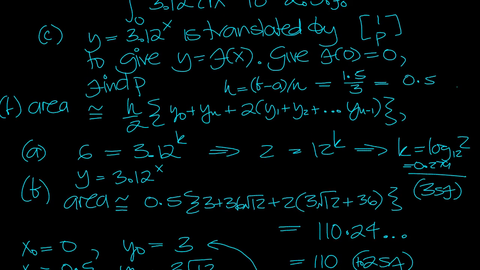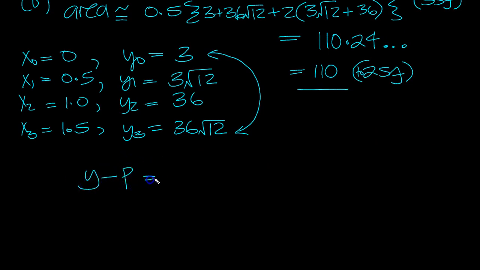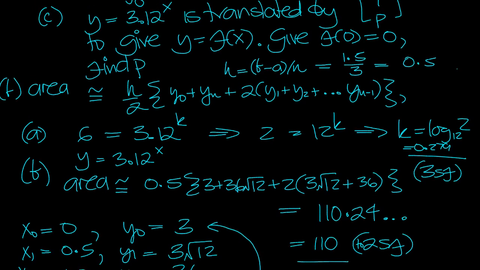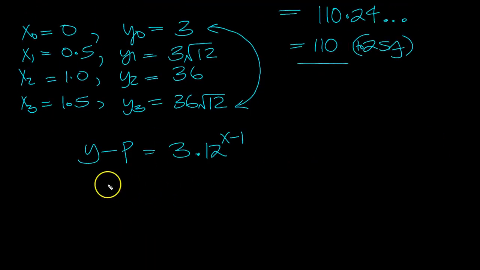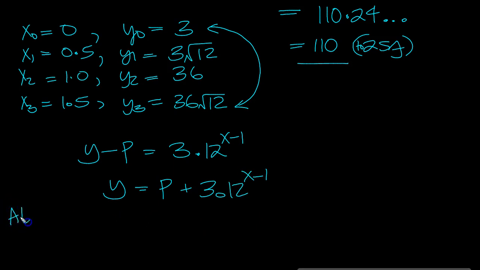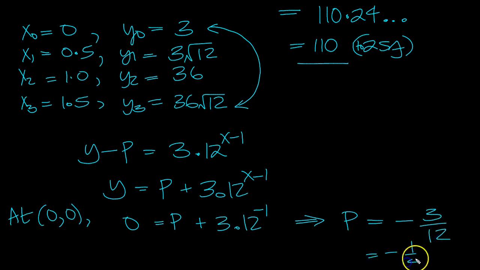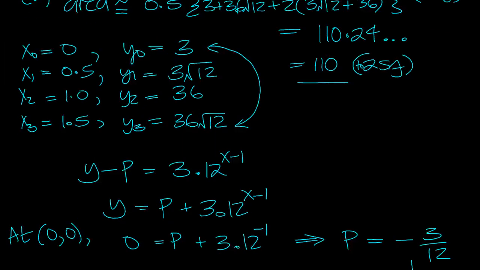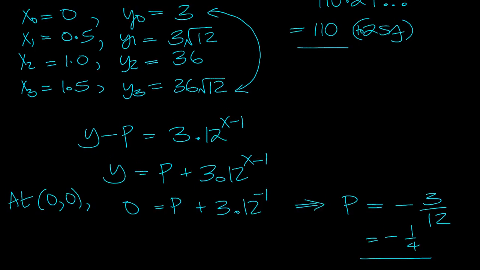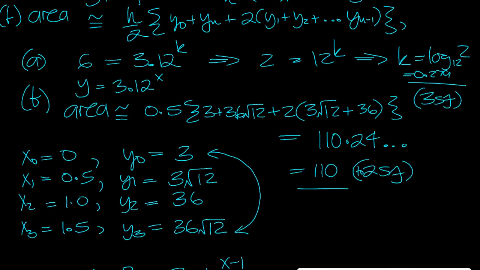Okay, so this is translated by p, so it's y minus p is equal to 3 times 12 to the x, which is x minus 1. That's the translation equation. So given f of 0 is equal to 0, so y is equal to p plus 3 times 12 to the x minus 1 at 0, 0. We've got 0 equals p plus 3 times 12 to the minus 1. So that tells us then that p is equal to minus 3 over 12, minus 1/4. Find p: minus 0.25. Yeah, I just checked, that seems okay, but one slight change from here.